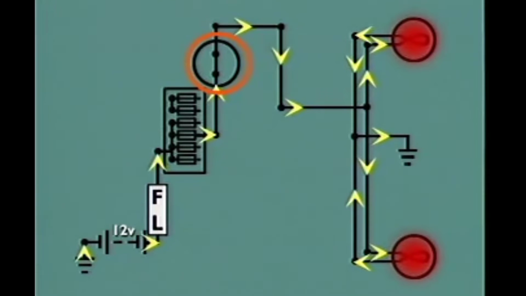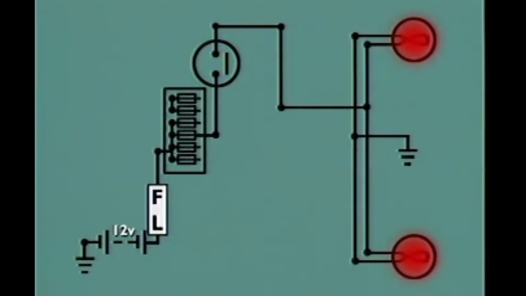When the driver releases the pedal, it returns to the rest position and open circuits the stoplight circuit. The flow of electrical current stops and the brake lamps are extinguished.